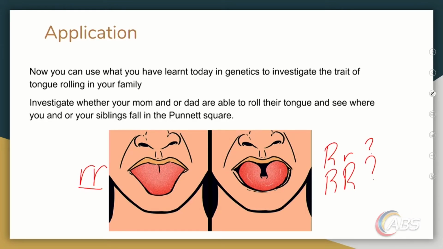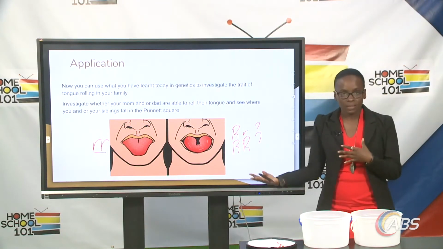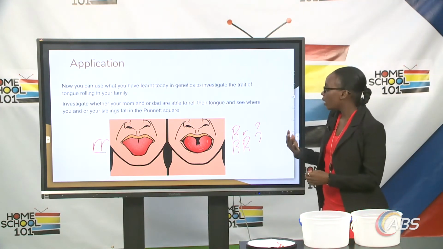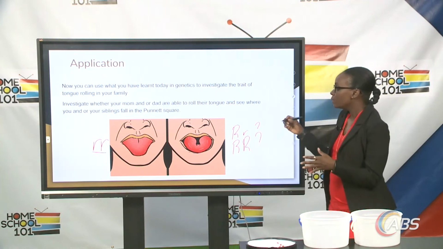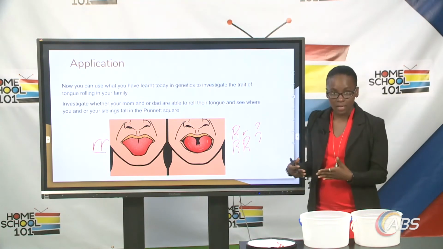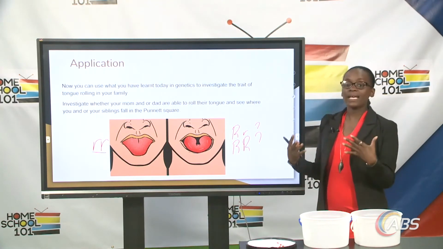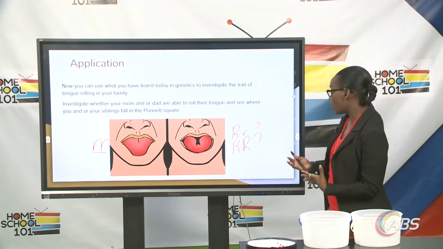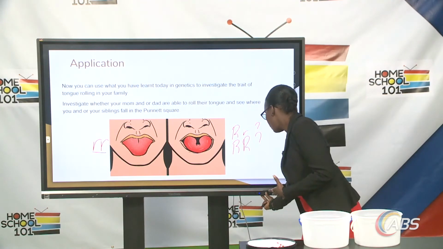Well, you can go to your siblings. You can look at yourself and see if you are able to roll your tongue, and if your brother is able to roll his tongue, and if your sister is able to roll her tongue. So you can use the same Punnett square to plug in the genotypes of your mom and your dad, and you are going to be able to find out what your actual genotype could possibly be and those of your parents. So now we're going to try one.